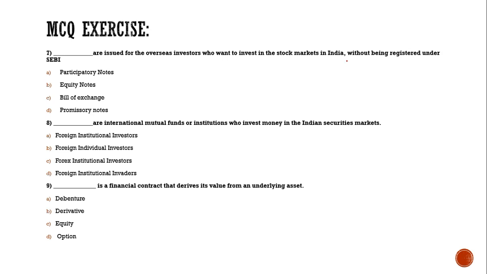And last, dash is a financial contract that derives its value from an underlying asset. Again, four options are given. Read the question, check the options, decide what might be the correct answer, and then we will discuss the answer. I'll give you a couple of minutes to do so.